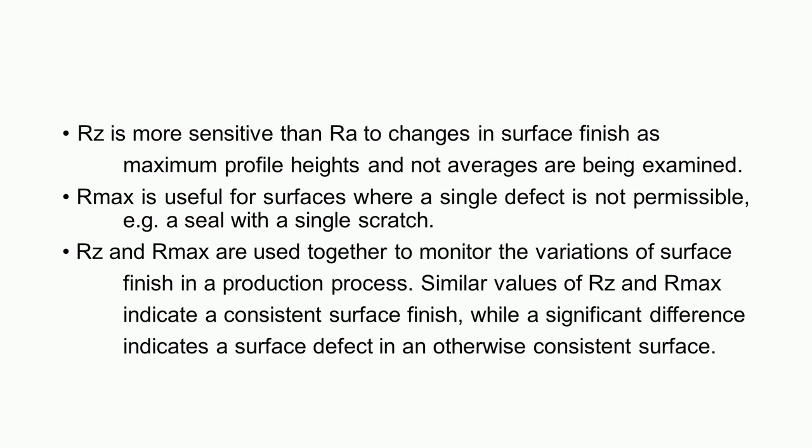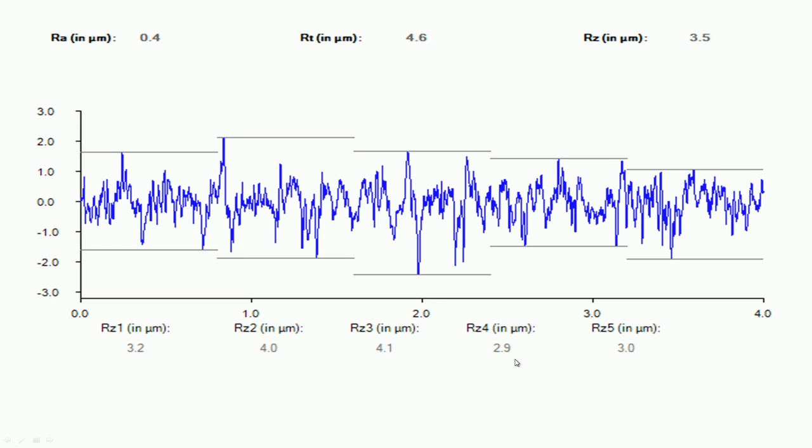So, if the RMAX exceeds a certain limit, then that particular seal is rejected. And then RZ and RMAX are used together to monitor the variations of surface finish in production processes. So, similar values of RZ and RMAX indicate a consistent surface finish, while a significant difference indicates a surface defect in an otherwise consistent surface.